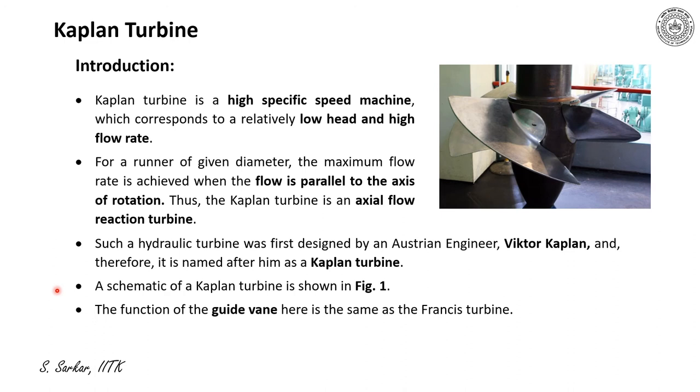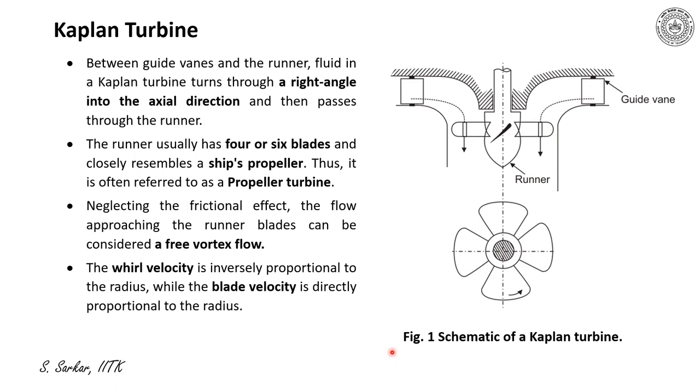A schematic of the machine will be indicated in figure 1. Please note that the function of the guide vane here is the same as in the Francis turbine. So I have not elaborated here further about the function of the guide vane. Figure 1 illustrates the schematic of a Kaplan turbine. This indicates the guide vane, impeller, and the draft tube. And here the impeller blades are aerofoil shaped and highly twisted.